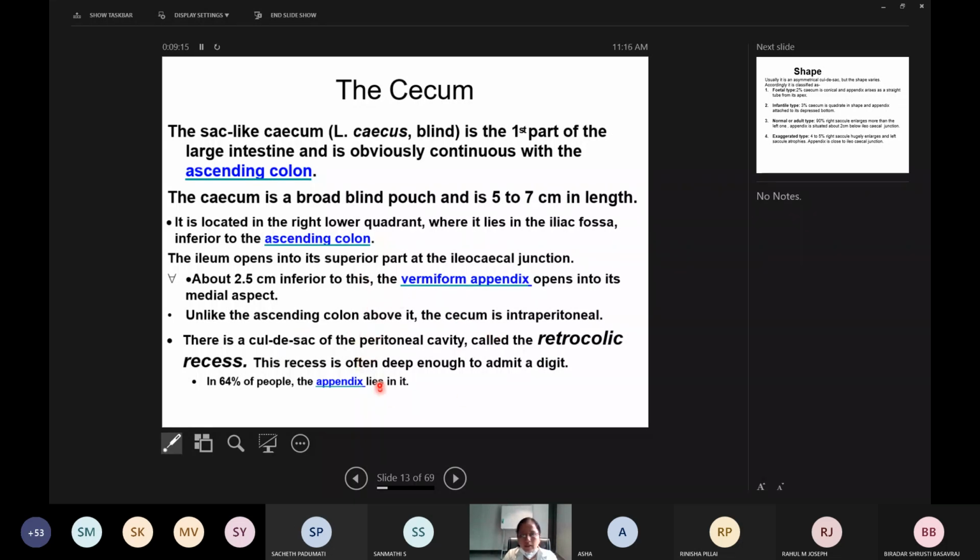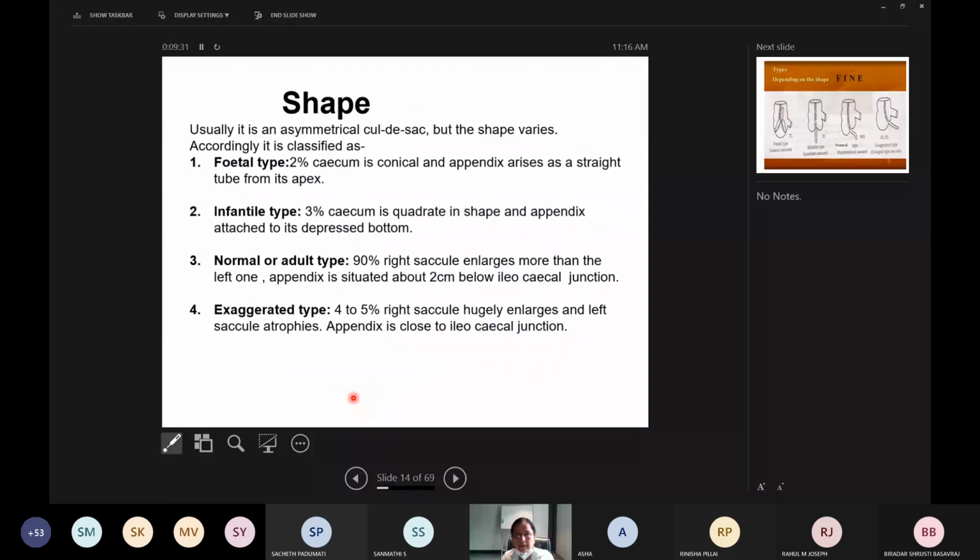Behind the cecum there is a cul-de-sac or recess of the peritoneum called the retrocolic recess. This recess often contains the appendix; in 65% of individuals, the appendix is present in the retrocolic recess. Depending upon the shape, there are numerous names given to the cecum. One is the fetal type, seen in approximately 2% of individuals, where the cecum is conical and the appendix arises as a straight tube from its apex.